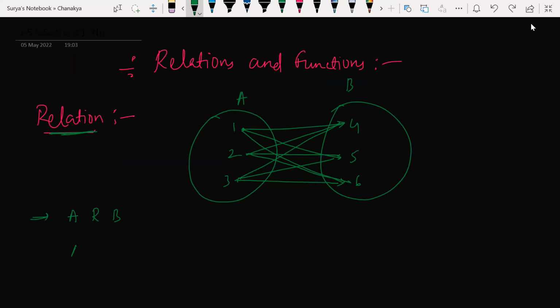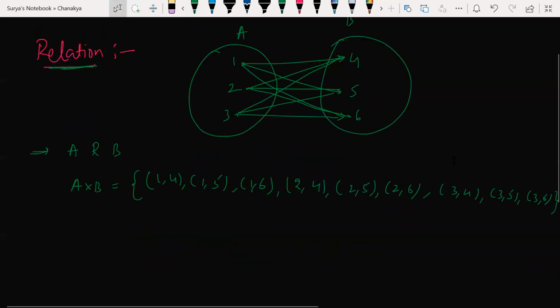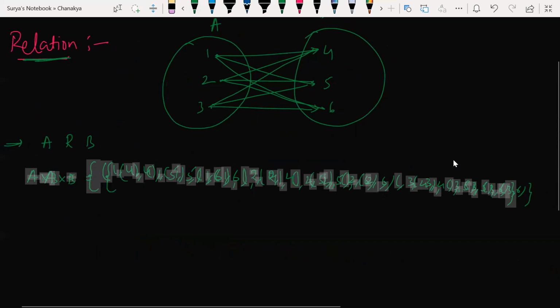Okay. So A cross B. How do you write A cross B? I'll write (1,4), (1,5), (1,6). Already you have learned all this. So let me go from the basics one more time so that you can recollect. (2,4), (2,6), (3,4), (3,5), (3,6). Correct? So this is what A cross B is. Okay? Correct? Yes.